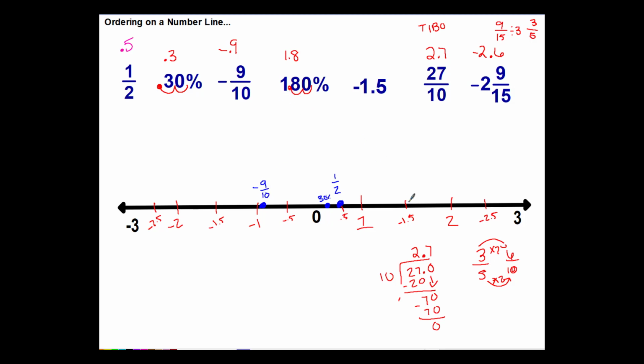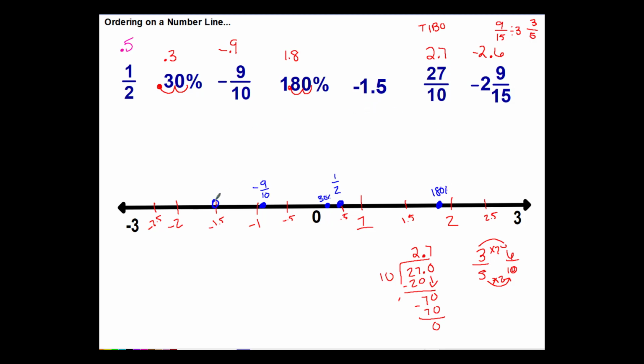My 1.8, these are positives. Let me erase these lines. It looks like they're negatives, but they're not. Okay. 1.8, if this is 1.5 and that's positive 2, I know 1.8 should be around here.